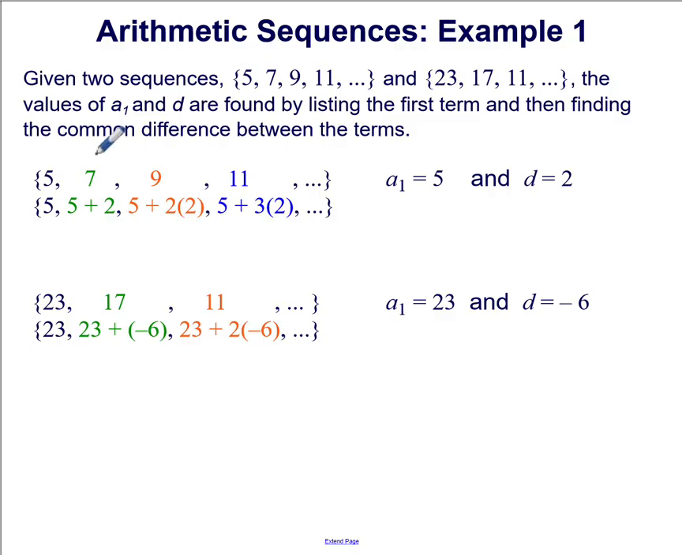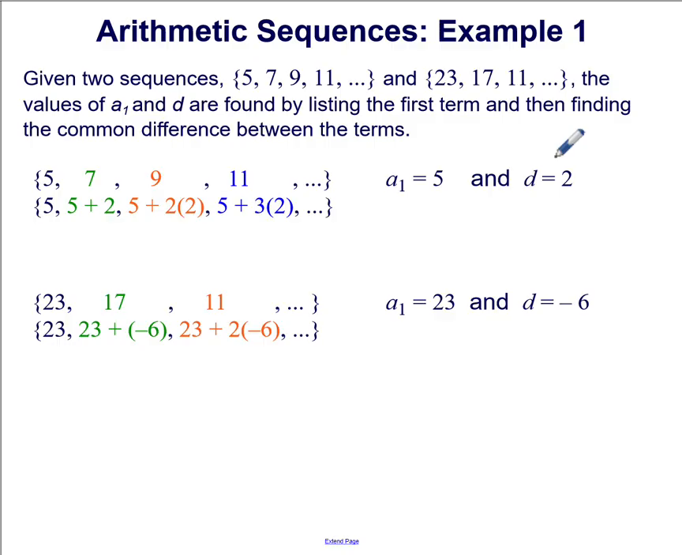So notice that 7 is the first term, 5, plus 2. If we add another 2, that takes us to 9, or it's the first term, 5, plus 2 times the common difference. The next term is 11. We get that by adding 2 to 9, or we can take the first term, 5, and add 3 times the common difference. So A1 is 5, the common difference is 2.